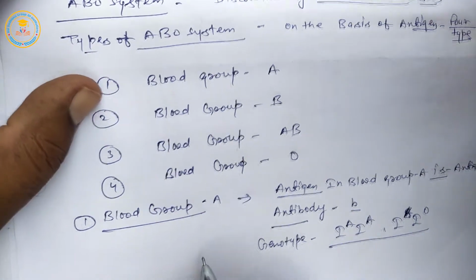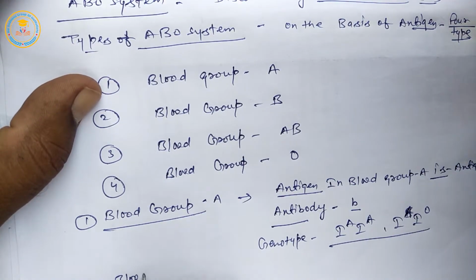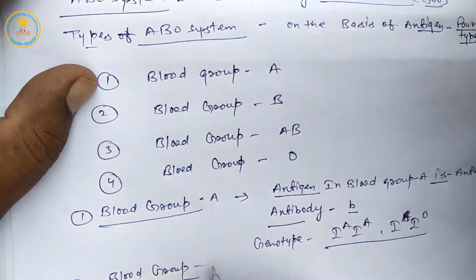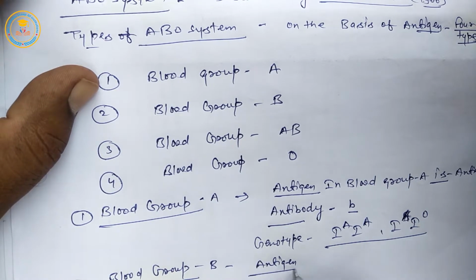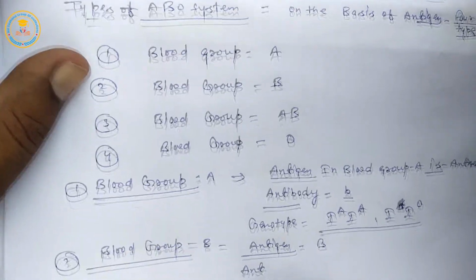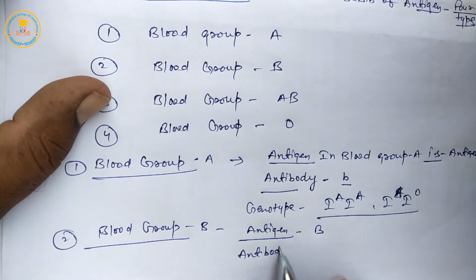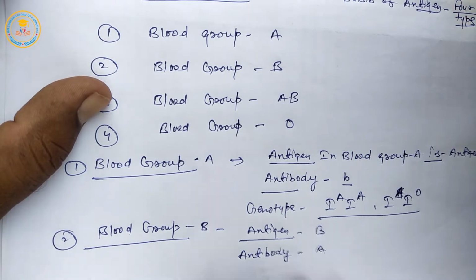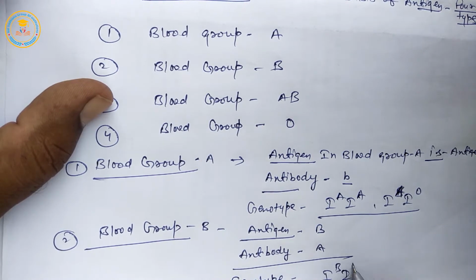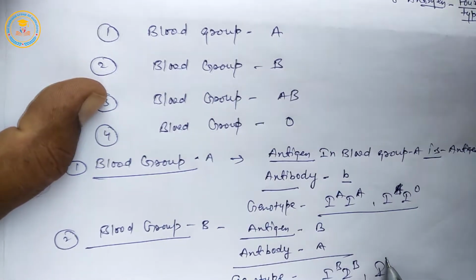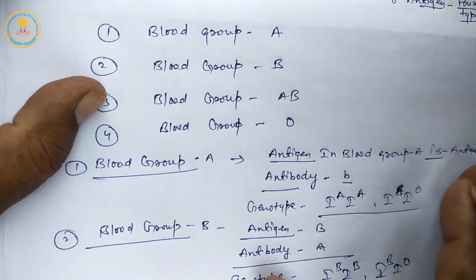Next is blood group B. The antigen in blood group B is B. Next, the antibody is A. Next, the genotype is IB IB, and IB I0.